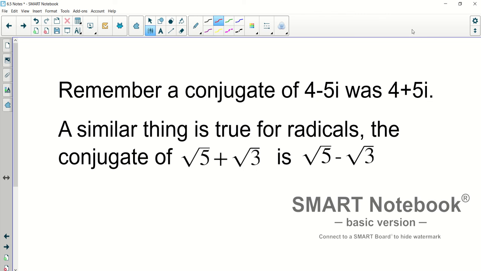This is the sixth and final video for 6.5 operations with radical expressions. So one thing to review before we get into this next example is the word conjugate.